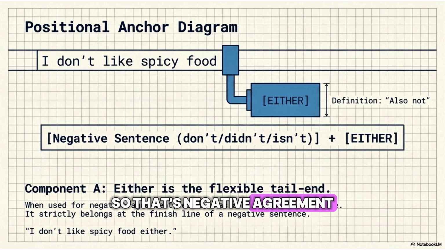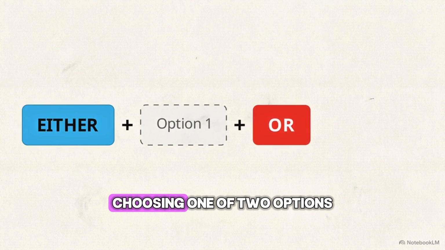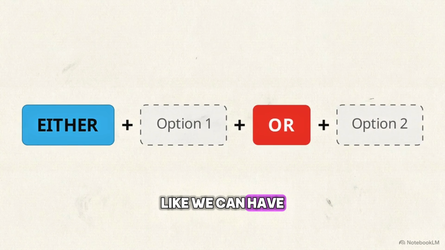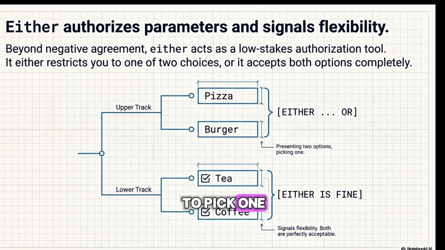So that's negative agreement. But either also has this whole other life when it comes to choices, like the classic either, or structure. Yeah, that's the second major use. Choosing one of two options. Like we can have either a pizza or a burger. You're presenting two options, but you only get to pick one. Which brings me right back to my cafe story, the third use. Casual acceptance. Right, the either's fine response. Exactly. When they offered me tea or coffee, saying either is fine just means both options are perfectly acceptable to me. It signals flexibility, low stakes.